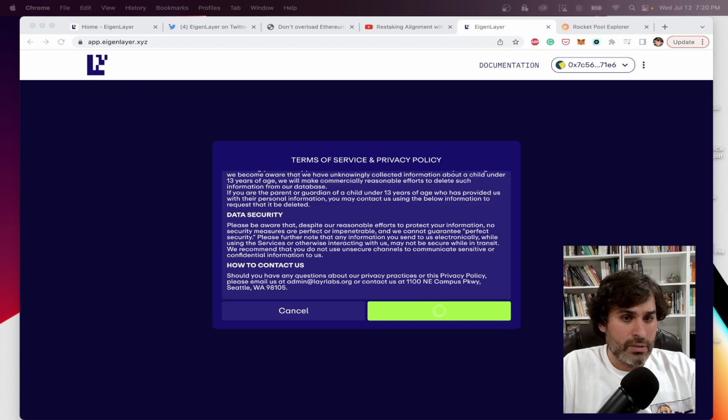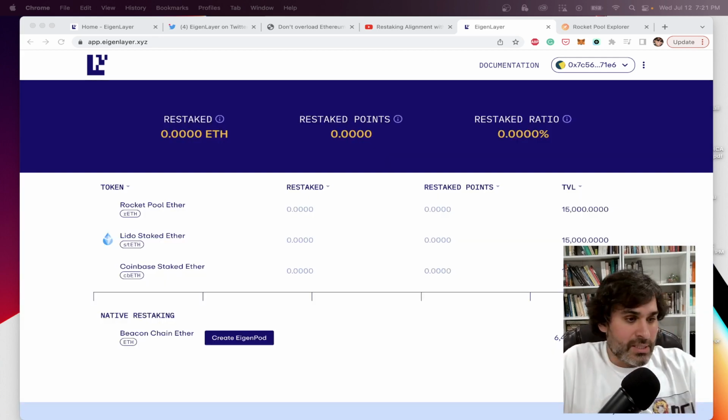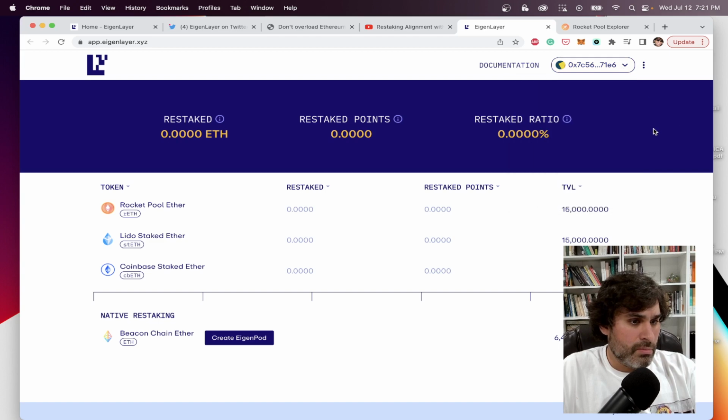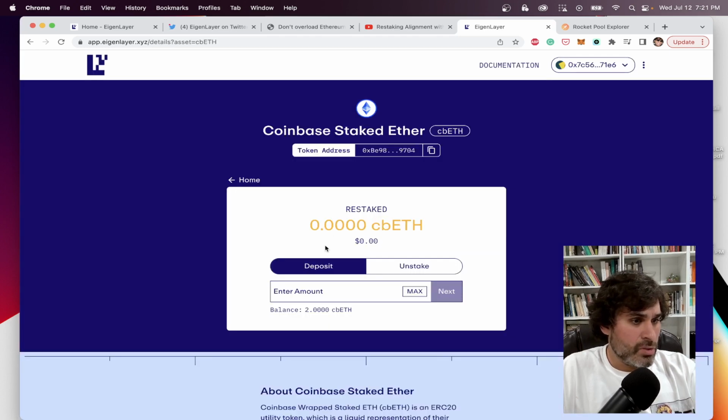So that is signed. I need to sign it on my ledger. So that's signed. So now I have connected with EigenLayer, and I will now try to deposit CBETH. So I want to deposit. I have 2 CBETH that I want to deposit into EigenLayer.